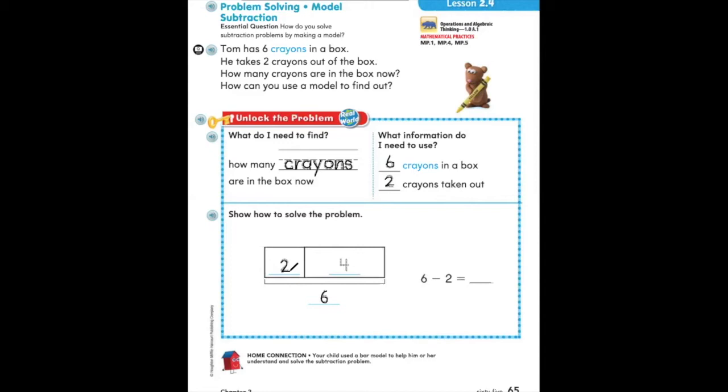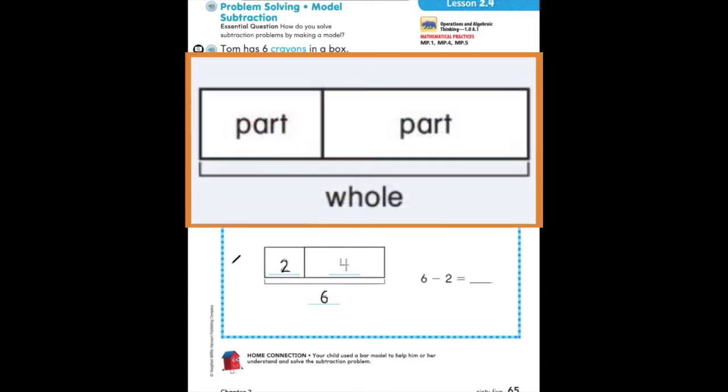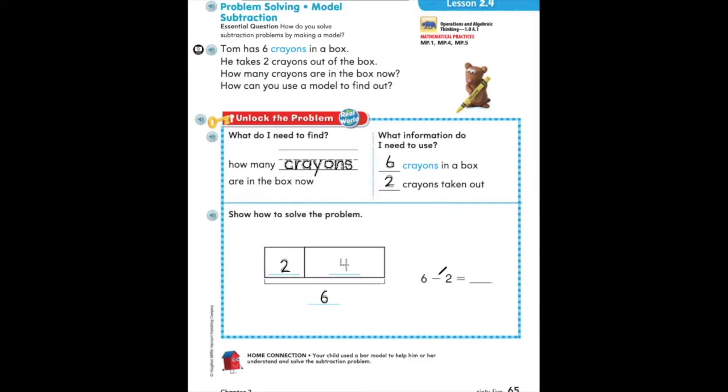Now, how does this model help us solve the problem? The model shows me that I know what the whole is, 6. The model also shows me one of the parts, 2. And last, the model shows me that I need to subtract to find the missing part. 6 minus 2 gives us 4. Again, 6 minus 2 equals 4.